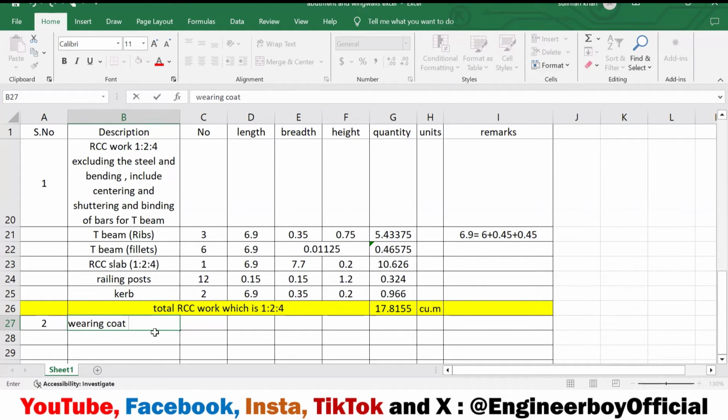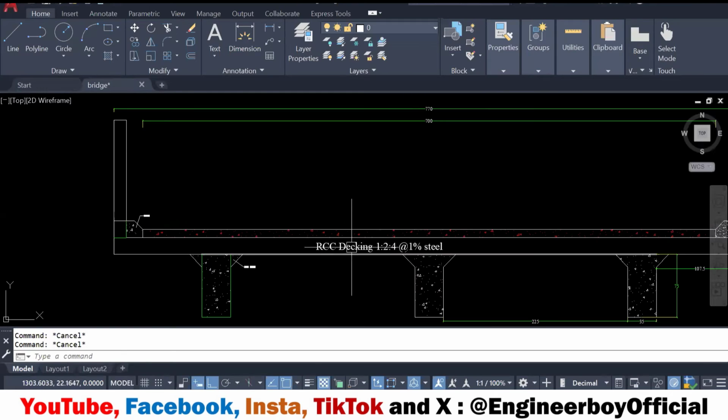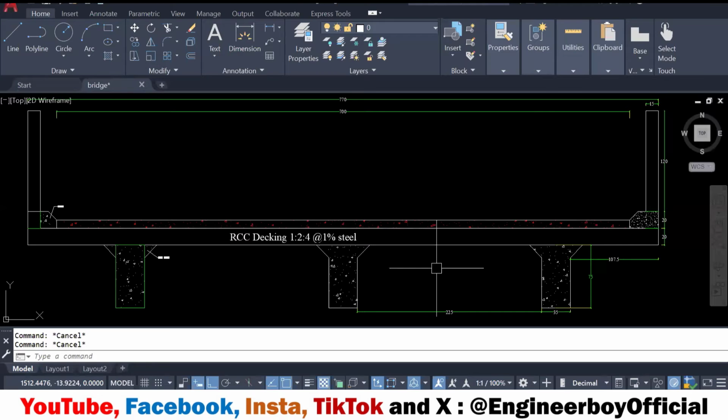The ratio can be different, okay? Let's say this is 1 to 4 again. In number, it should be 1 only. The length should be again 6.9, because it is the same thing, if you consider the diagram. However, the width can be a little bit changed. It is also given over there.